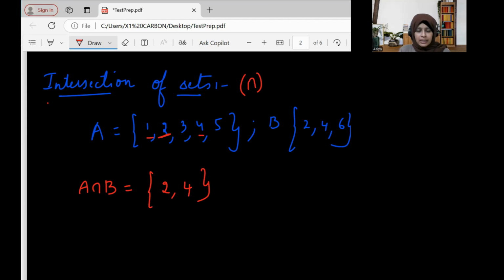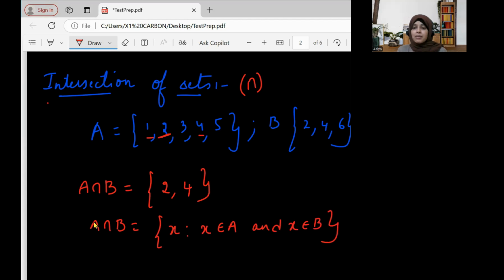Now, this A intersection B is symbolically written in set builder form as the set of all x such that x belongs to A and x belongs to B. That means this element has to be contained in both my sets. I hope that is clear.